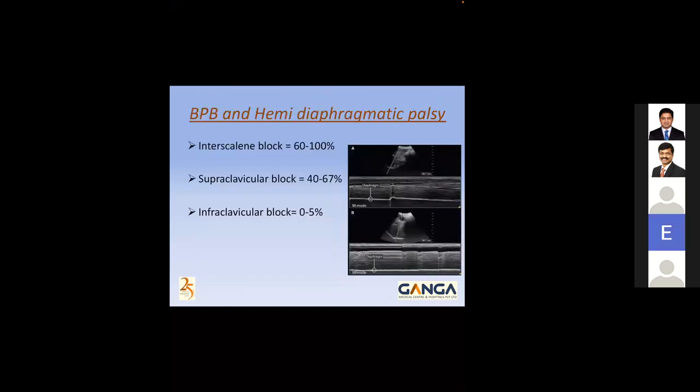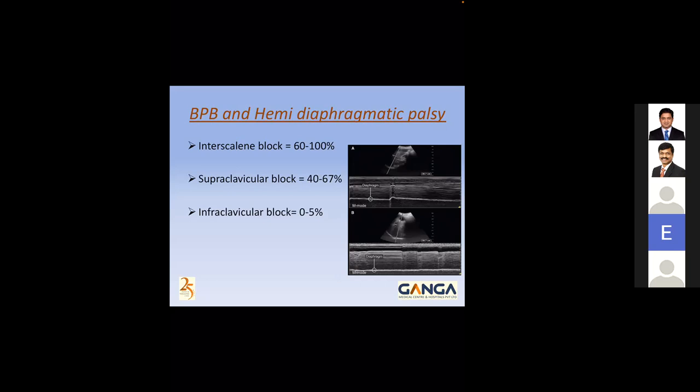One of the main complications of brachial plexus block, particularly above the clavicle, is hemidiaphragmatic palsy and the respiratory distress following that. With interscalene block, you get about 60 to 100% hemidiaphragmatic palsy. Usually with landmark technique or peripheral nerve stimulating technique, we get about 90%. When you bring down the volume to 5 to 10 ml, the incidence of diaphragmatic palsy can be reduced to 10 to 20%. Still, there is a chance.